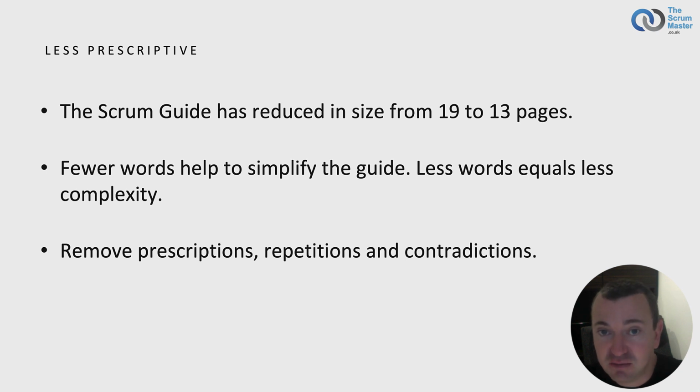For the daily Scrum, there are reduced details, including the removal of any mention of the 3 questions. For the sprint review, there are reduced details, including the removal of the description of the elements of a sprint review. For the sprint retrospective, there are reduced details, including the prescriptions around how to run a sprint retrospective and what things to inspect.